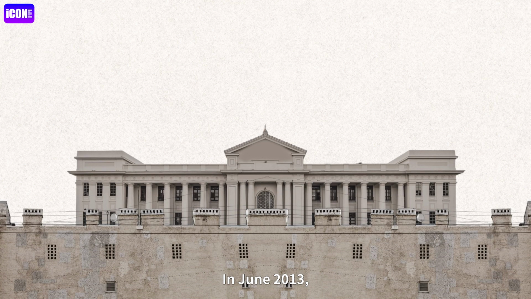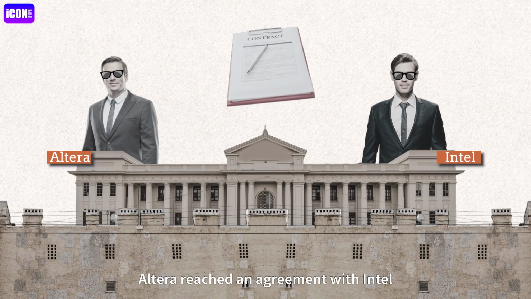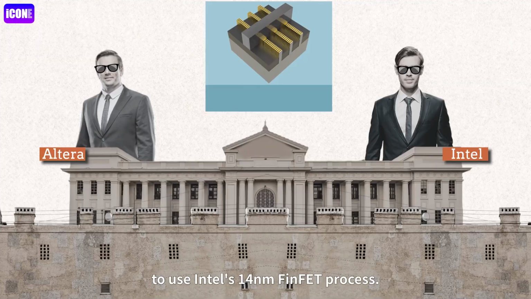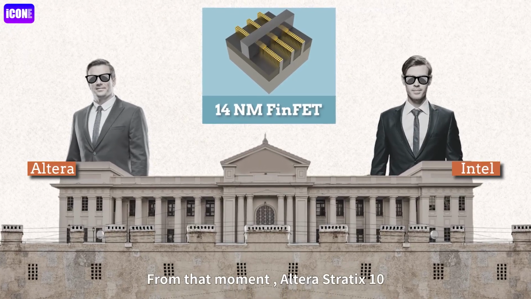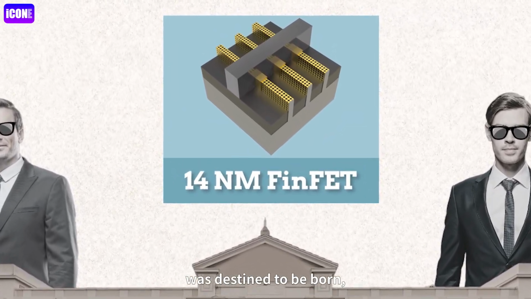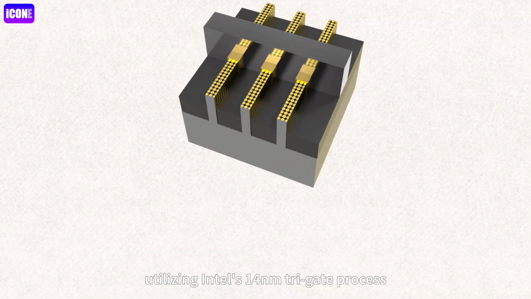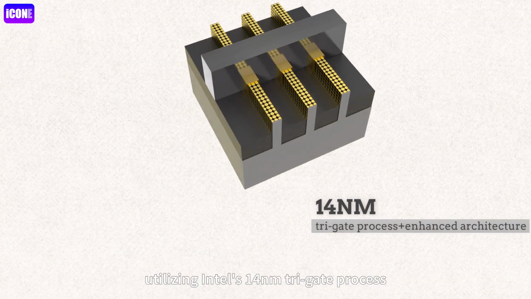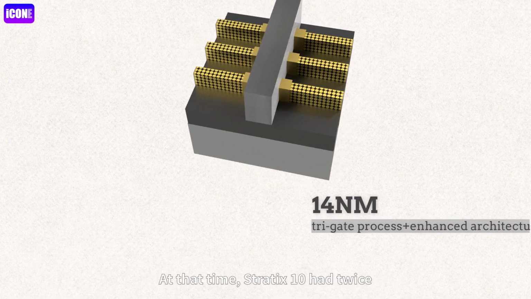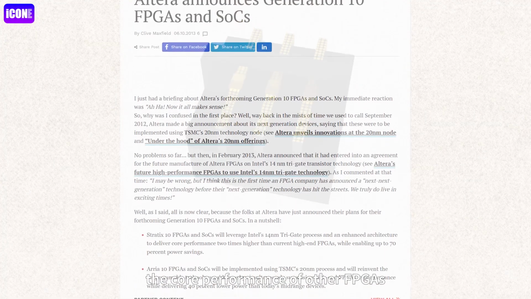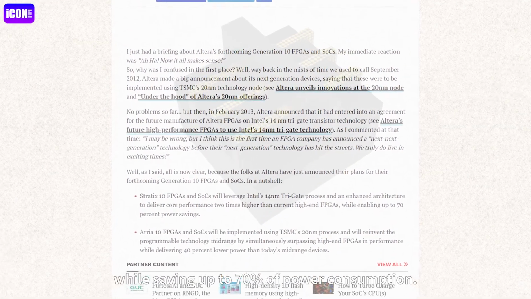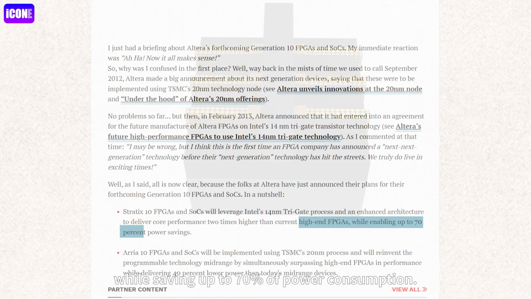In June 2013, ALTERA reached an agreement with Intel to use Intel's 14nm FinFET process. From that moment on, ALTERA Stratix 10 was destined to be born, using Intel's 14nm tri-gate process and enhanced architecture. At that time, Stratix 10 had twice the core performance of other FPGAs while saving up to 70% of power consumption.